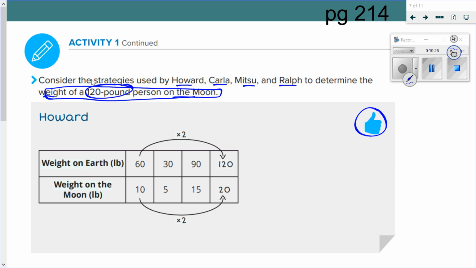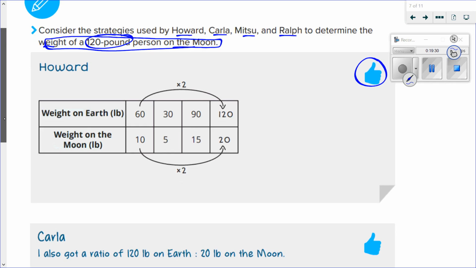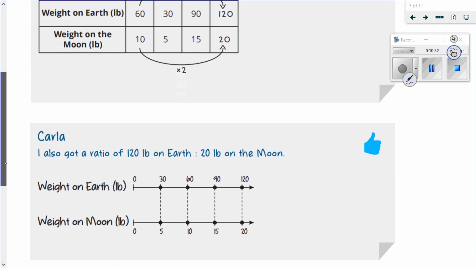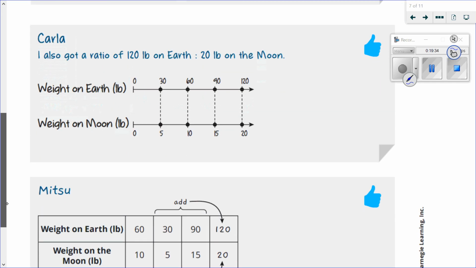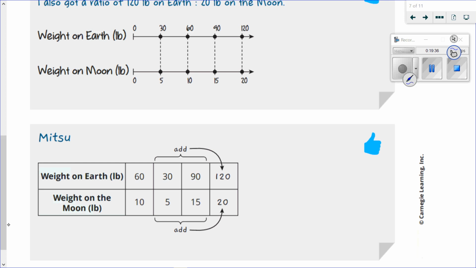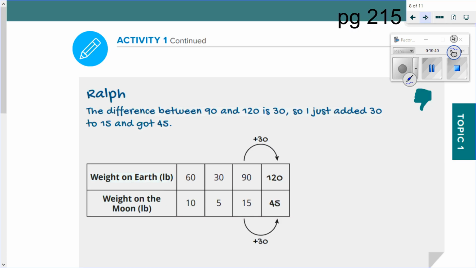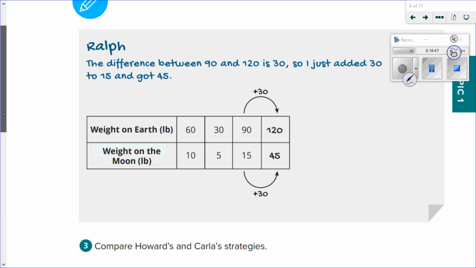You guys remember the thumbs up, thumbs down, right? So, you have Howard showed his way. You have Carla showed a little different way. You have Mitsu showed another way. And then on the next page, you've also got Ralph. So you have 4 different people, 4 different strategies. There are 3 questions based on them.